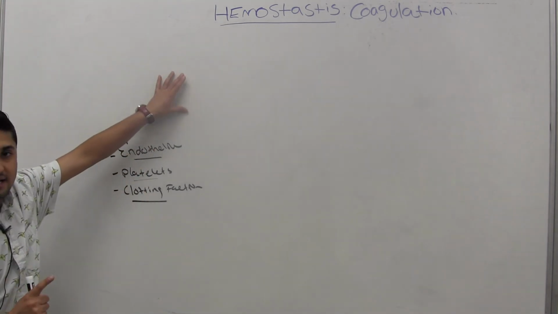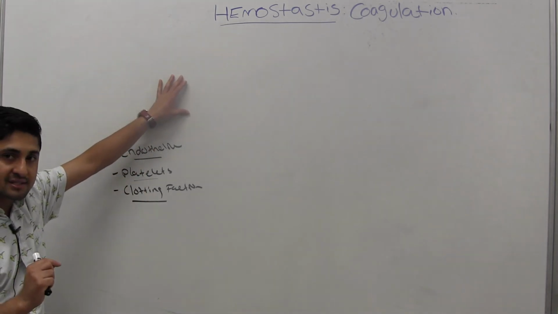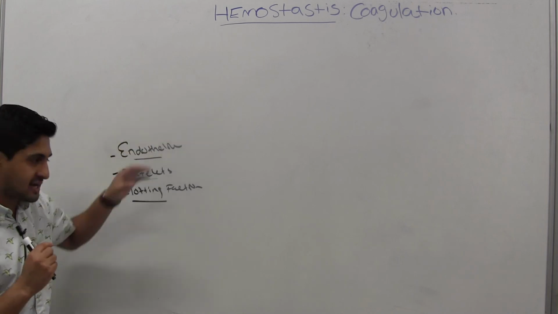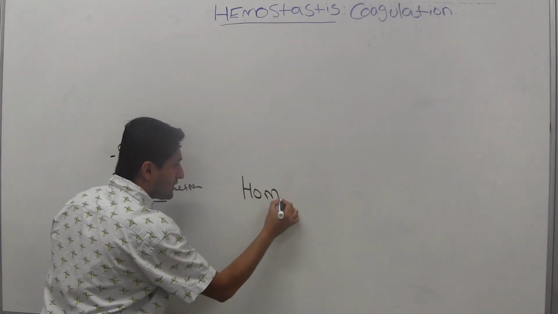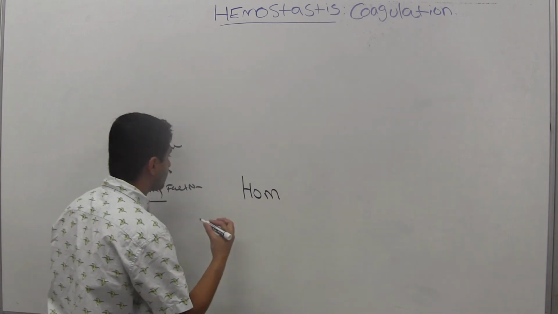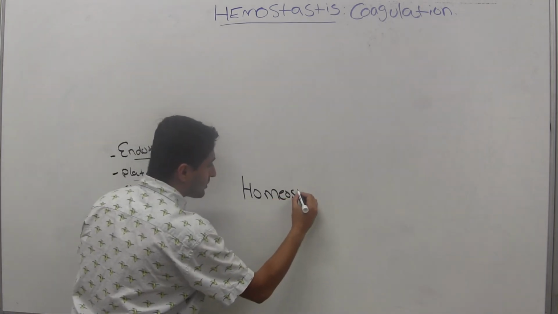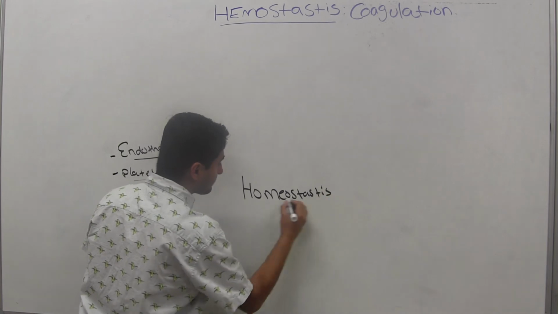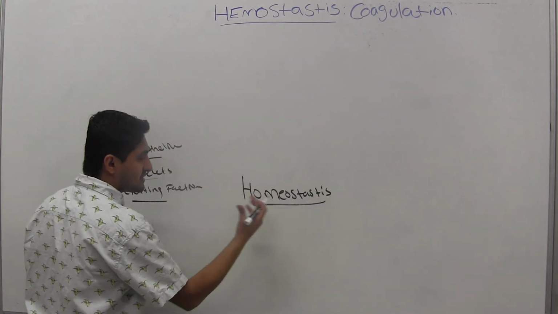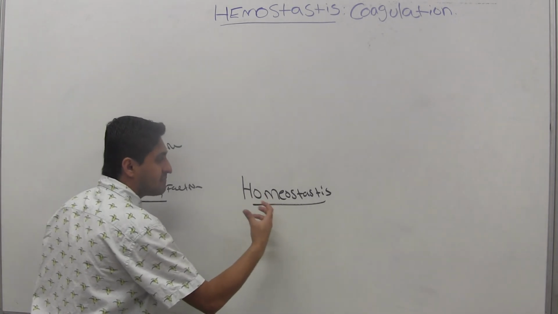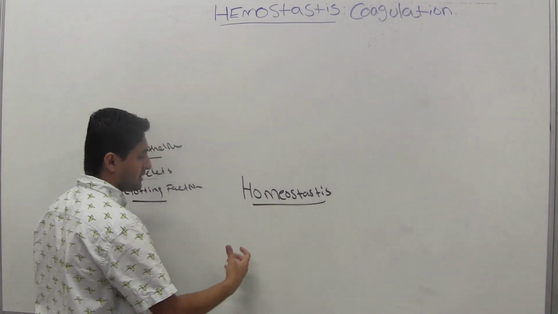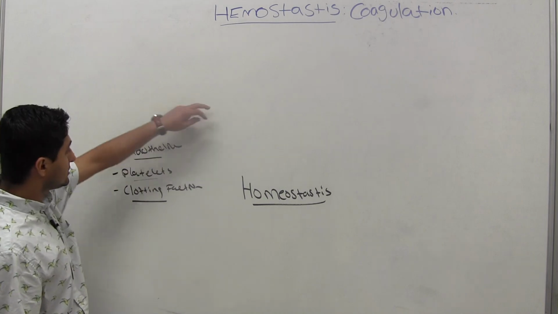That is called hemostasis. But guys, hemostasis is not the same as homeostasis. Homeostasis is spelled with H-O. It's not "homo," guys, you've got to pronounce it correctly. It's homeostasis, which basically means maintaining the constant internal environment. So these are two different things.